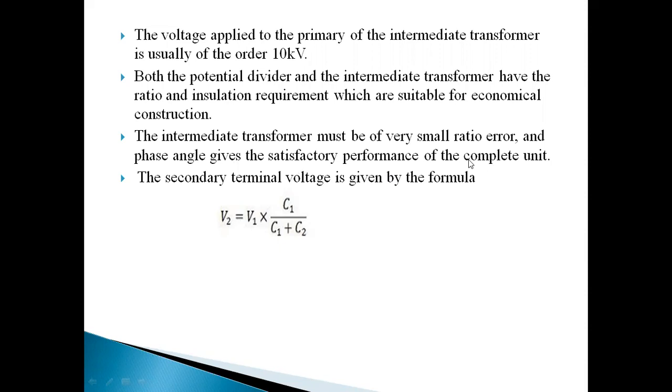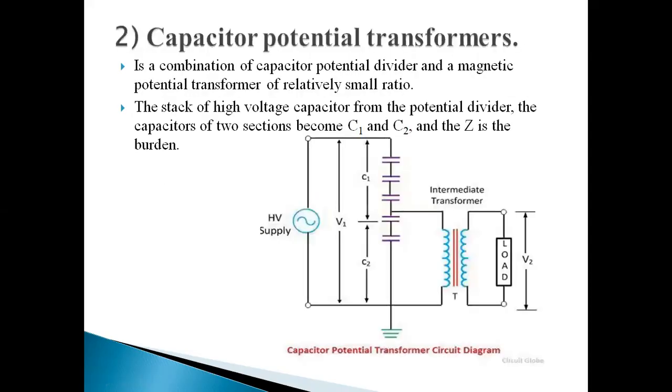Now the secondary terminal voltage is given by the formula V2 = V1 × C1/(C1 + C2). So this is the secondary terminal voltage, meaning the load side voltage you can find by using this formula. This is all about capacitor potential transformers.